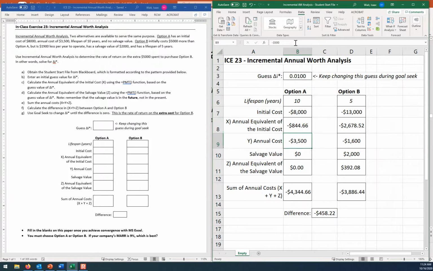Okay, the annual costs are given and known. The salvage value is 0 versus 2,000, and then we have to do the payment function again on the salvage values, but this time it's not a present value.